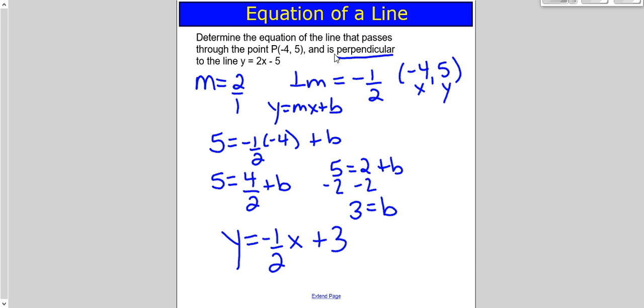So with perpendicular, it means you take the slope out from the line given to you, and then you write it as a negative reciprocal. Negative reciprocals means it changes signs, and then you flip it.